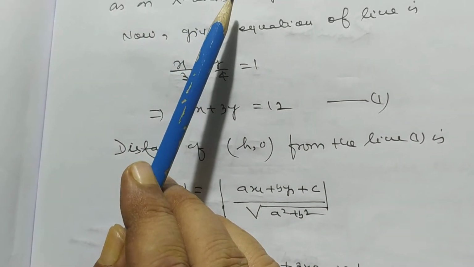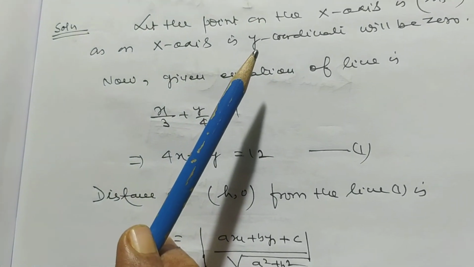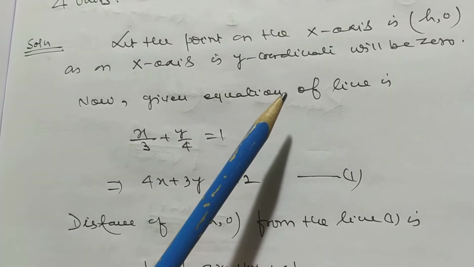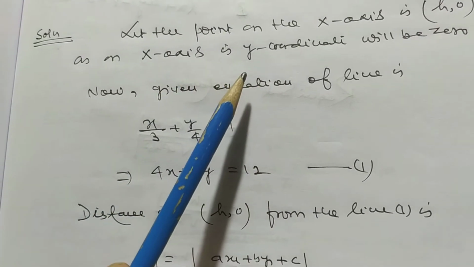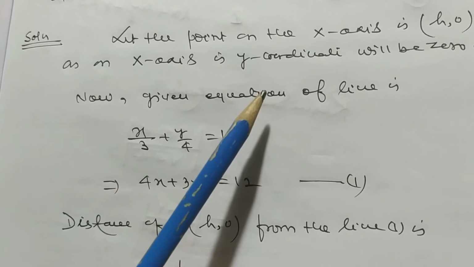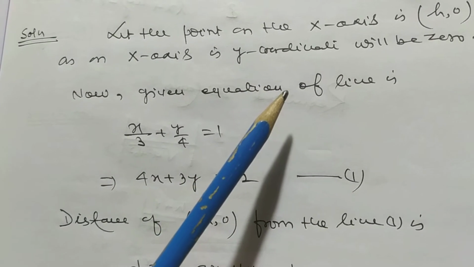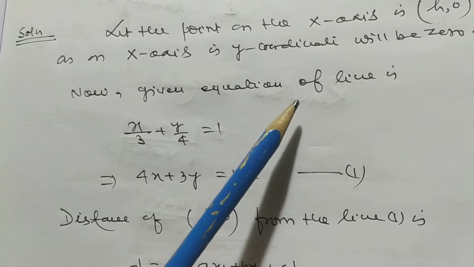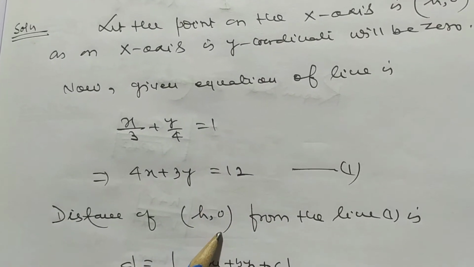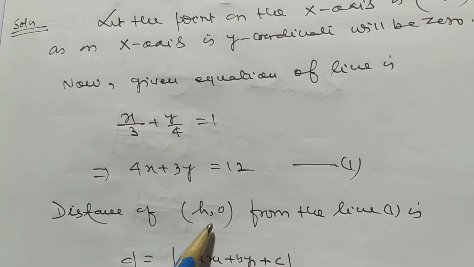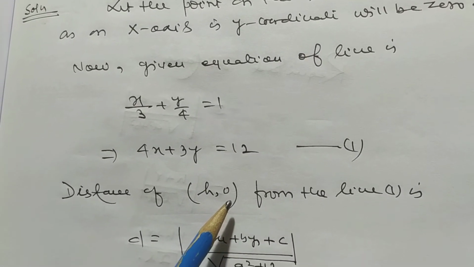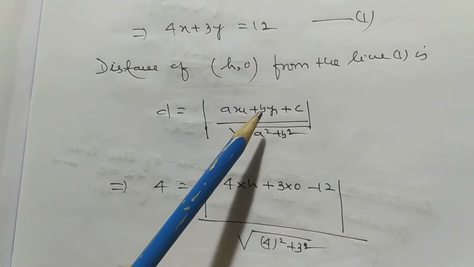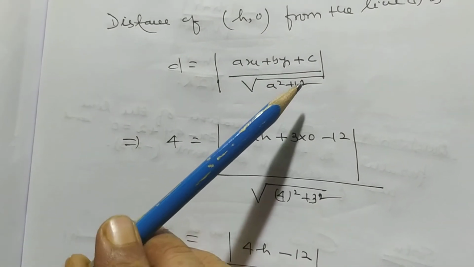And now there is a clue. Let the point on the x-axis be h, 0. Why do we put the y coordinate 0? Because we know that the y coordinate of a point which lies on the x-axis will be 0. We apply this concept, and we take a general point h, 0 and find its distance from the line. First is |ax1 plus by1 plus c| over root over a square plus b square.